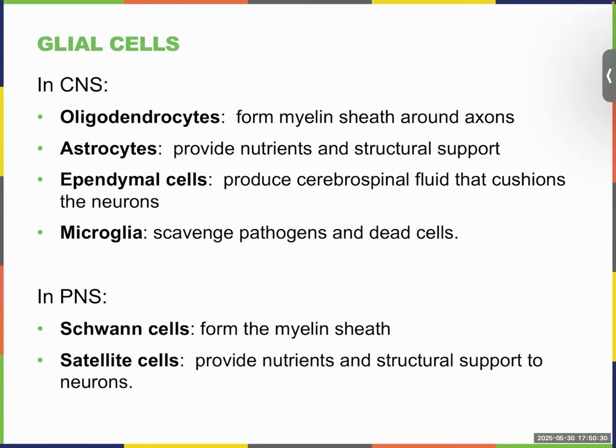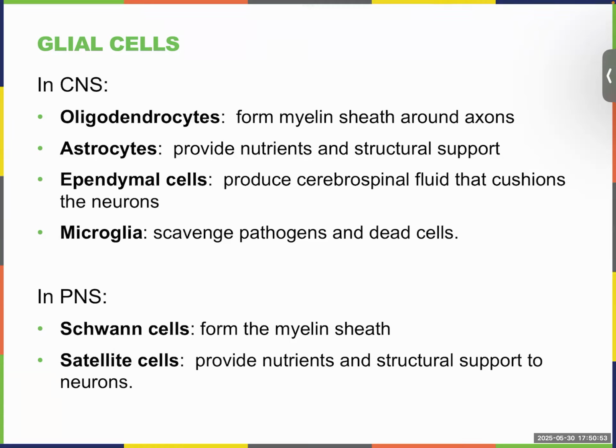They provide nutrients and structural support. Then you have the ependymal cells. They produce cerebrospinal fluid that cushions the neurons. And we have the microglia, which scavenge pathogens and dead cells. Yeah, that's important. We don't want a brain infection.